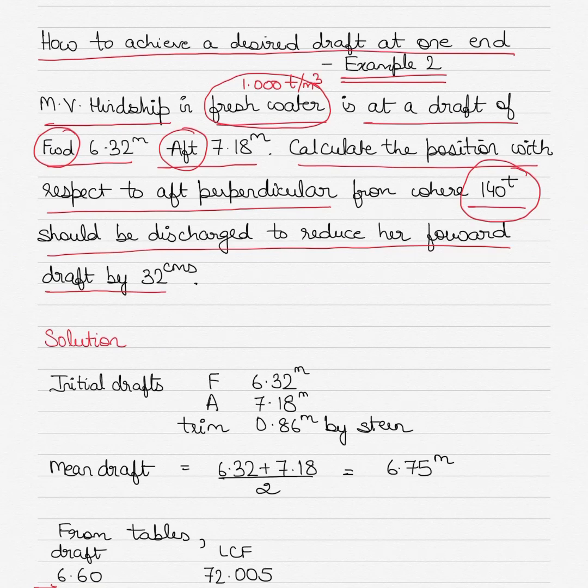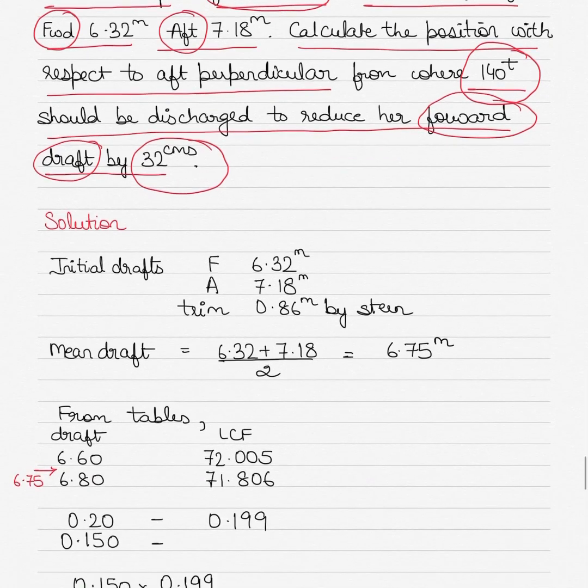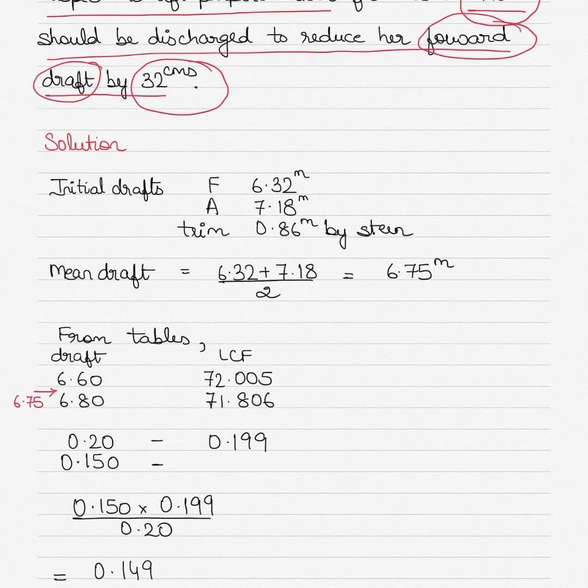You have to reduce only her forward draft, so make sure you remember that information as well. And the amount by which you have to reduce it is 32 centimeters. So after highlighting the important bits and pieces, you start solving the question. So the initial draft forward is 6.32, aft is 7.18. This is given to you in the question.